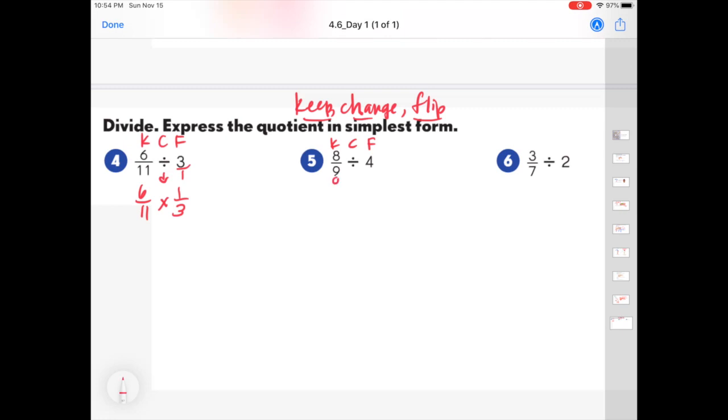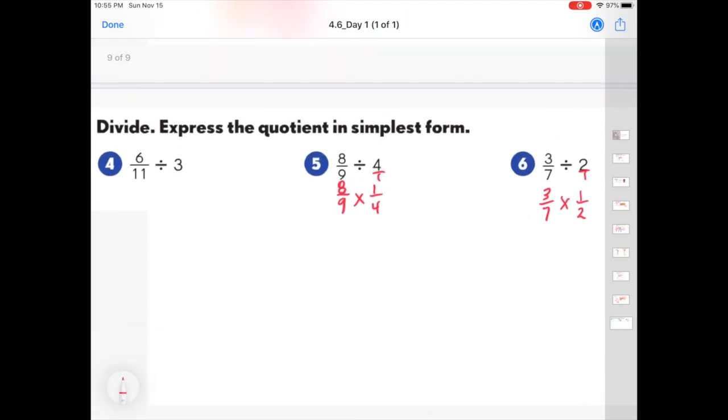Keep, change, flip, we keep 8/9. We change the division sign to multiplication, and we flip the whole number to the fraction of 1/4. So we have 8/9 times 1/4. And number 6, 3/7 divided by 2. Keep 3/7, change the division sign to multiplication, and we flip the whole number to 1/2. Okay, whatever method you used, will you pause now, solve, and then we'll check back to see if we came up with the same solution.